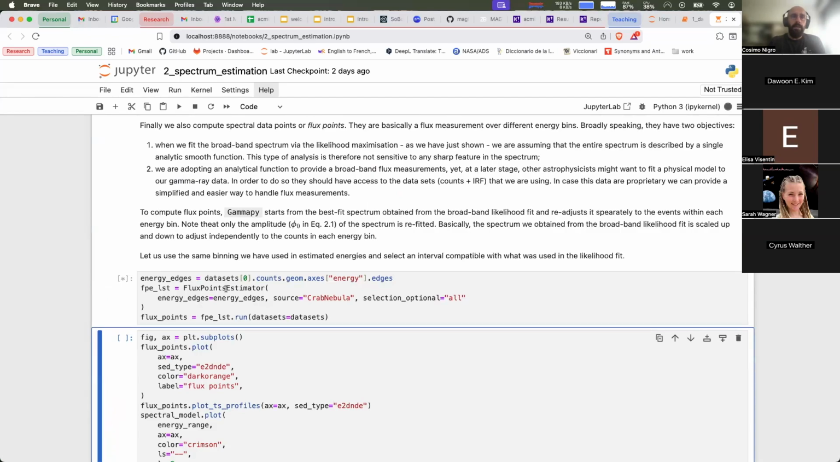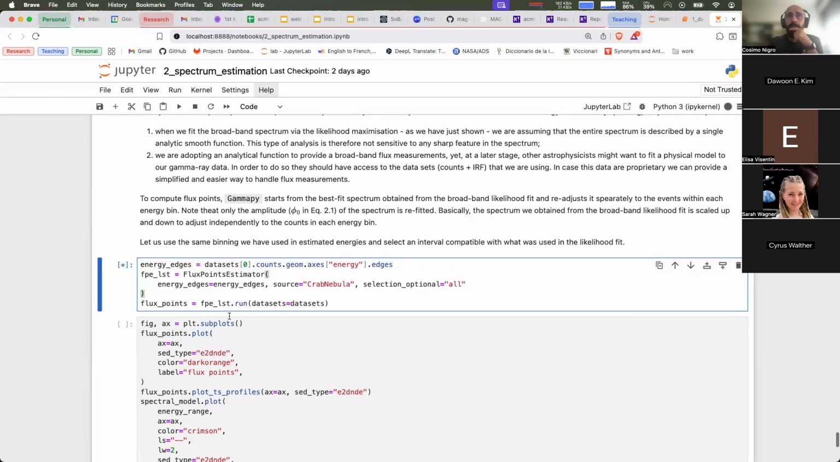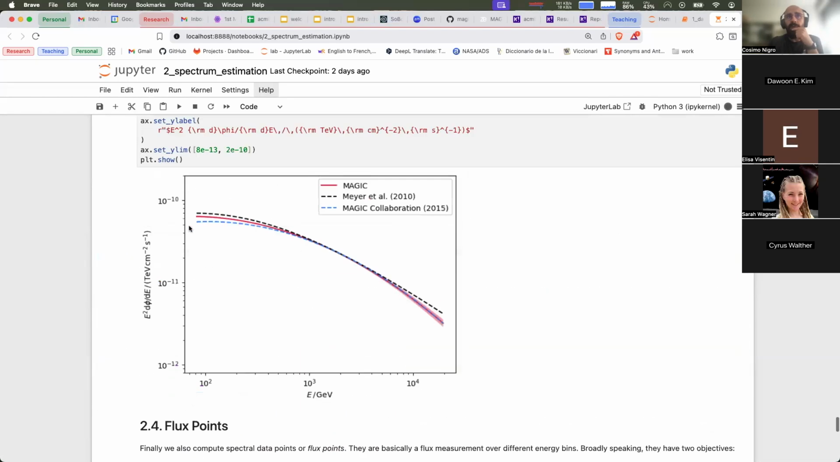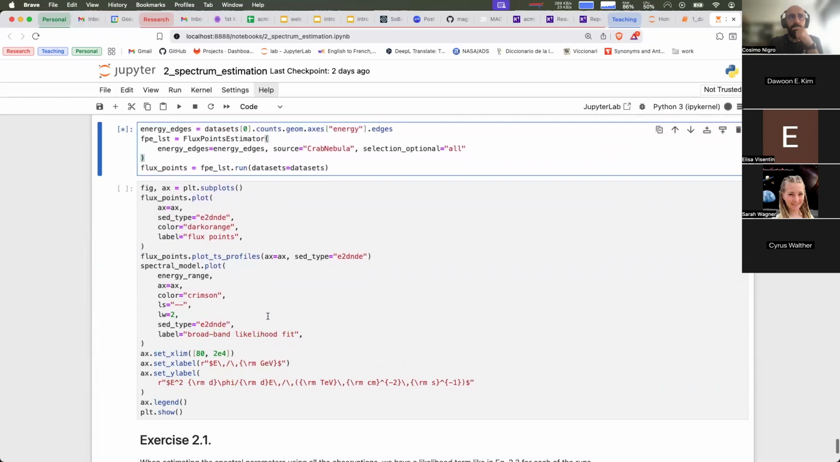So we have a flux points estimator in Gammapy that will do this. Basically, it will repeat the likelihood fit, but taking into account only the events in each energy bin separately and independently. So it will take the spectrum and readjust the amplitude only to the events in one energy bin. I think it will take some time to do it.